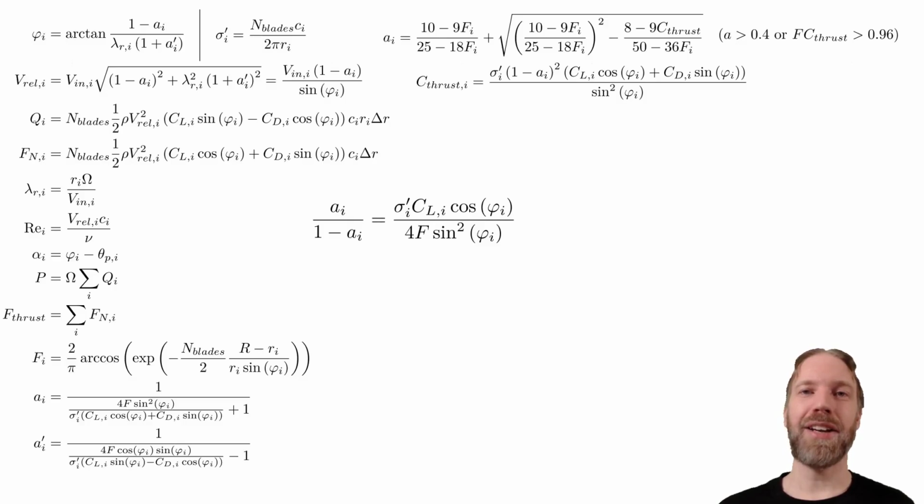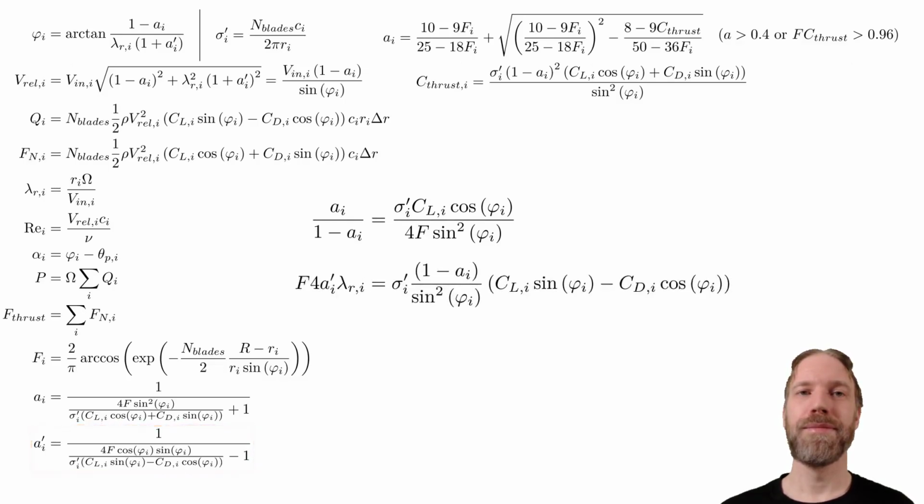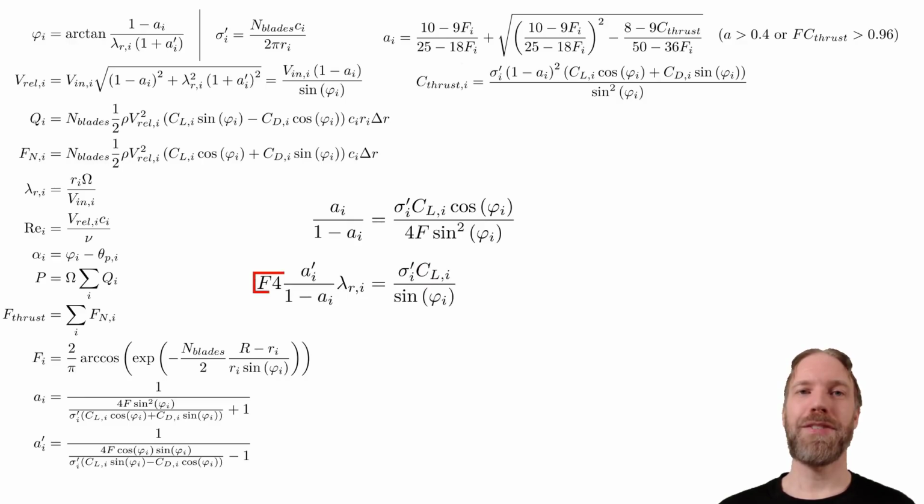During the derivation of the angular induction factor, we had the following expression. Neglect drag again. Sine cancels. Divide by 1 minus a. Divide by 4F and the local tip speed ratio. This is our second equation from the book.